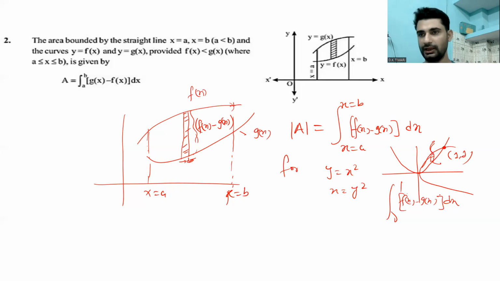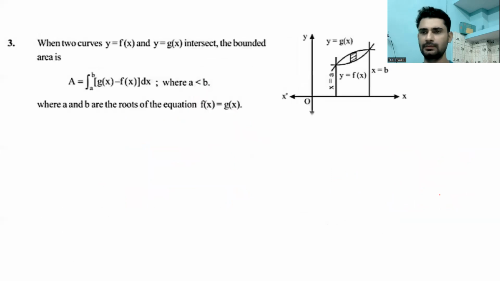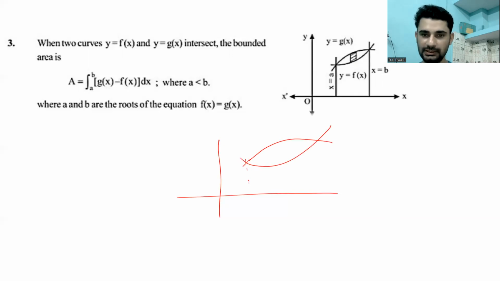Okay. Now the third case. Third case is what? If the graph of two functions is given and those two functions are intersecting, and we are going to find out the area in between the intersection part. So say this point x equal to a and this point x equal to b.